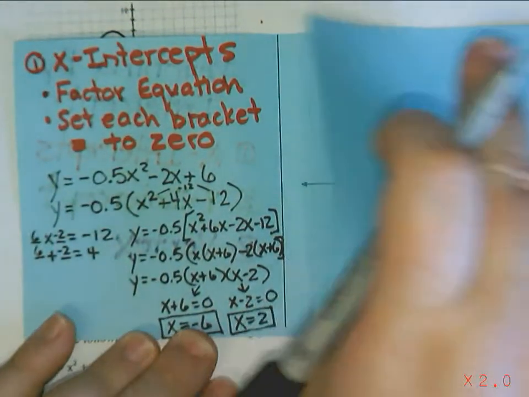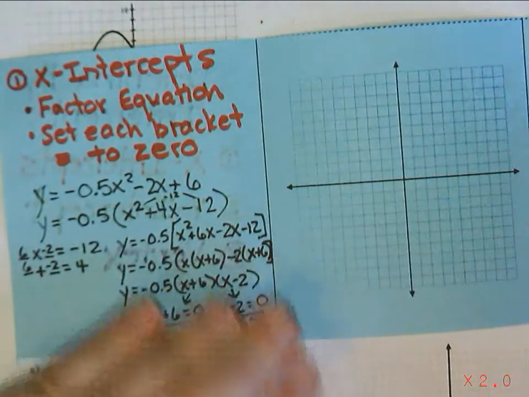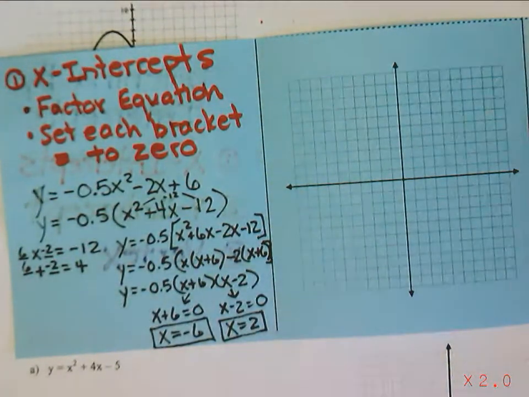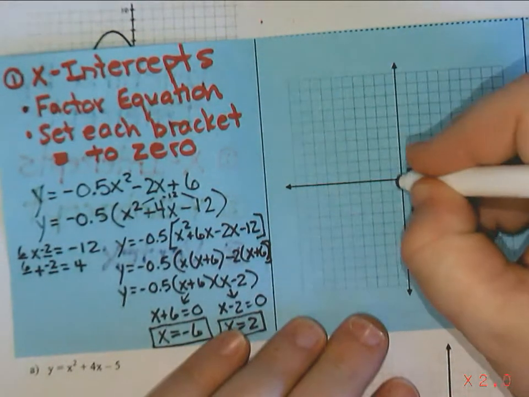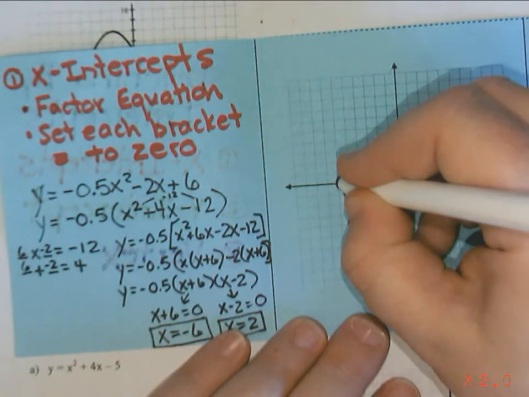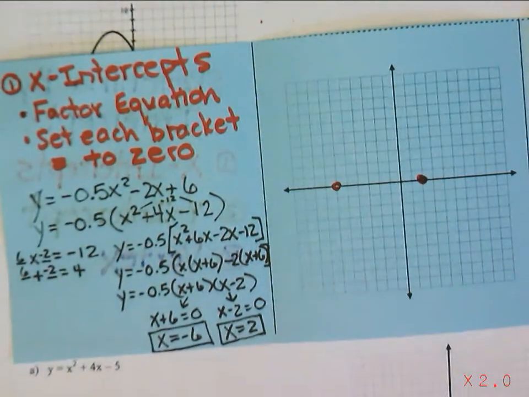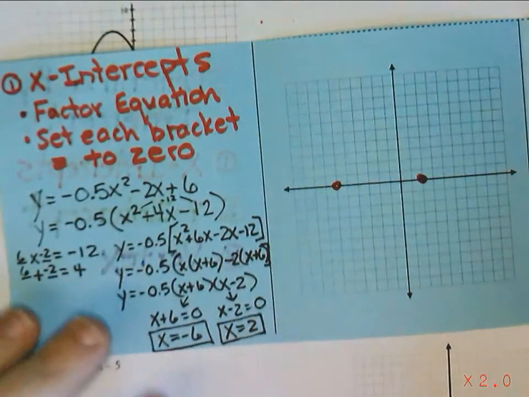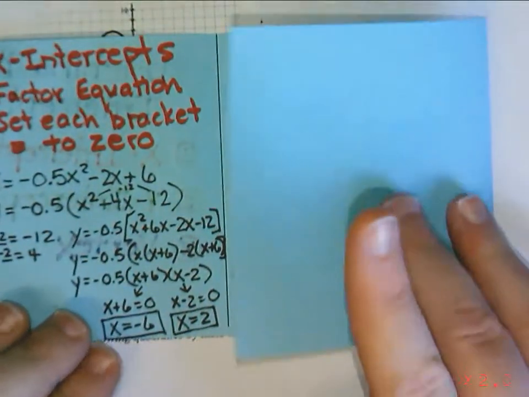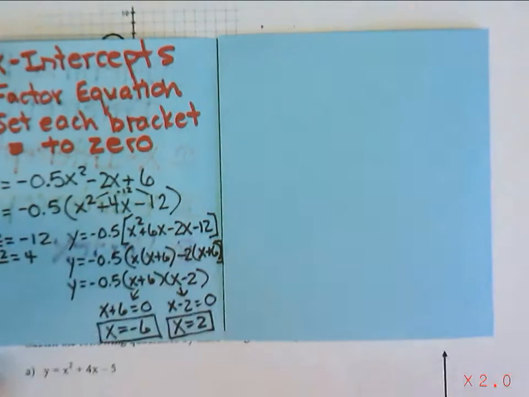So I'm actually going to open up the flap here, and I'm going to mark my x-intercepts on at negative 6 and positive 2. All right, I'm going to close that flap back up, and we're going to do step 2.